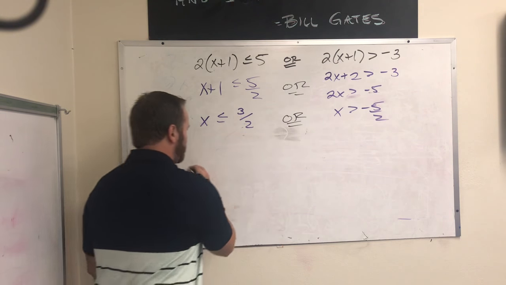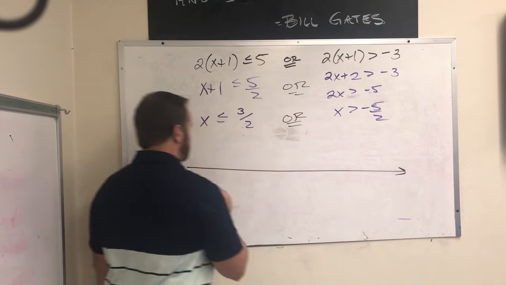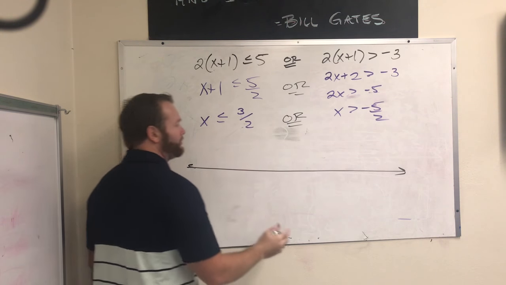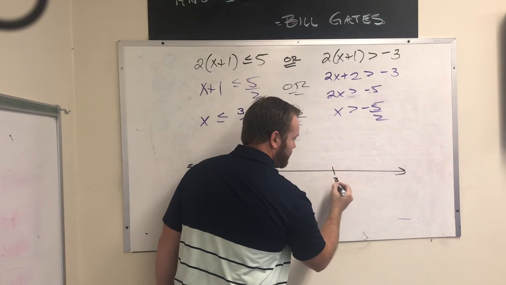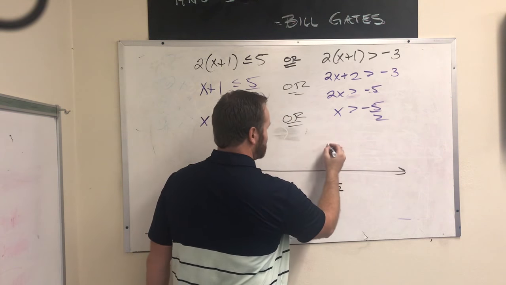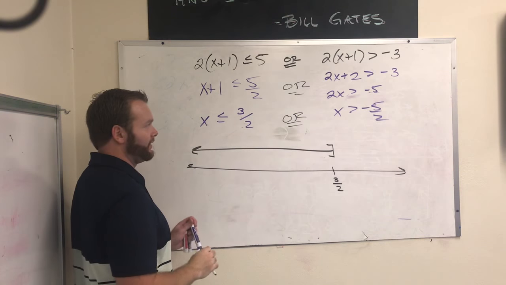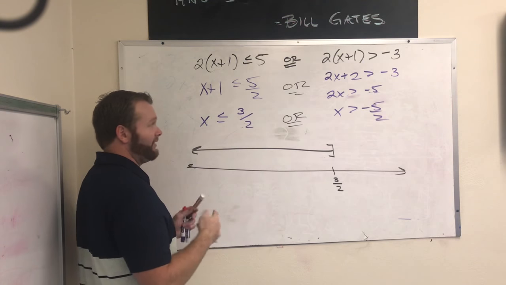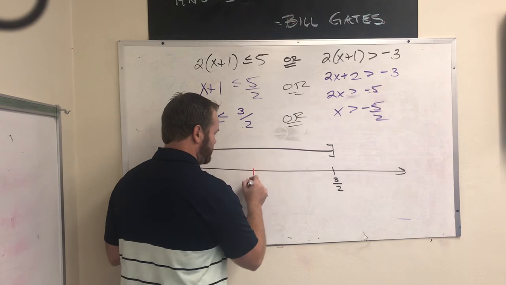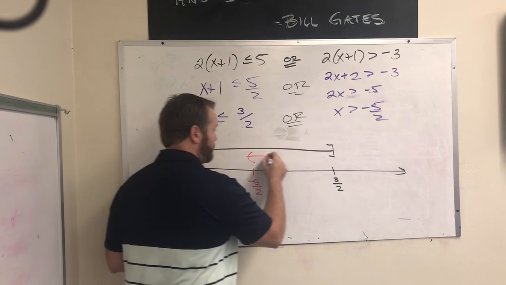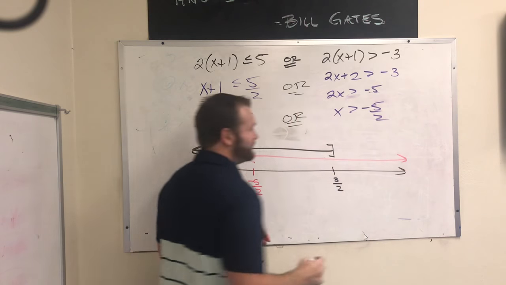Okay, so when I graph my inequalities here, now look at this one. X is less than or equal to 3 halves. Find 3 halves on my number line. Less than or equal to would be those there, right? Okay. Find negative 5 halves on my number line. So maybe that's over here. Greater than. So it's going to be that stuff.